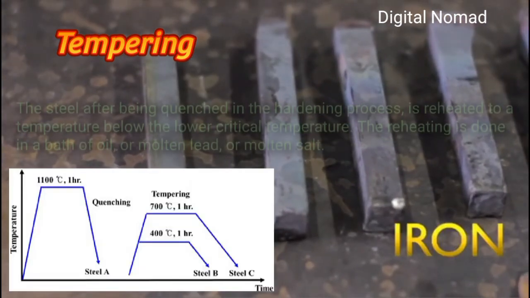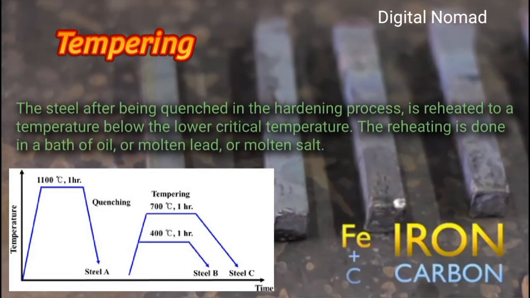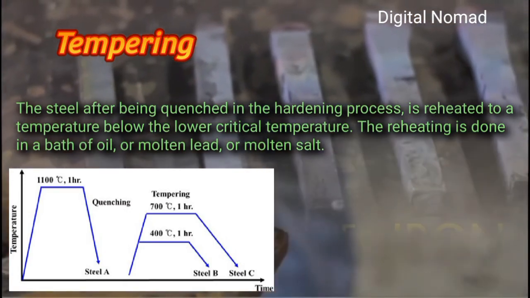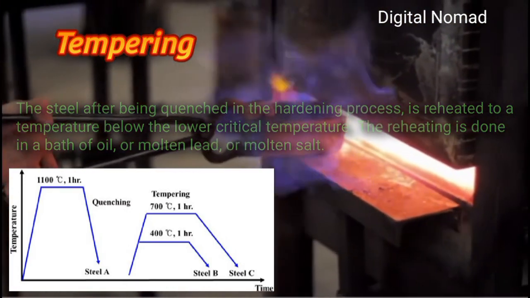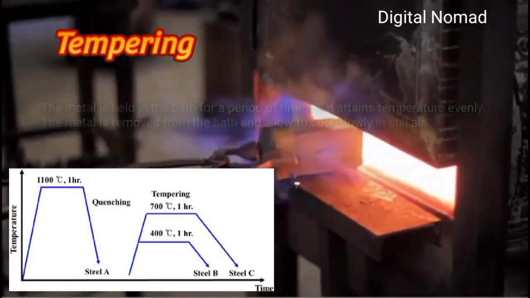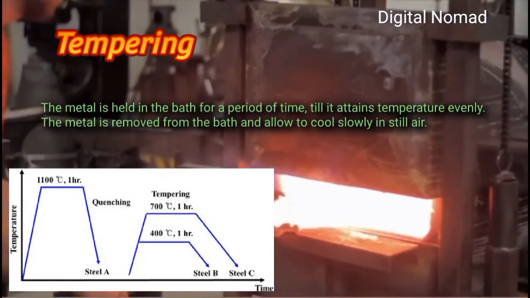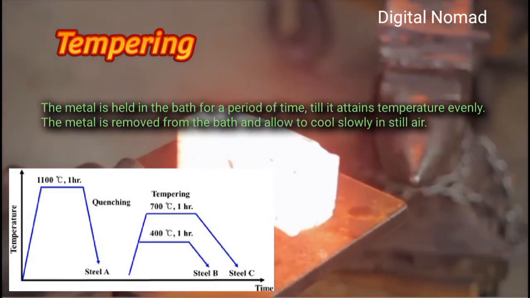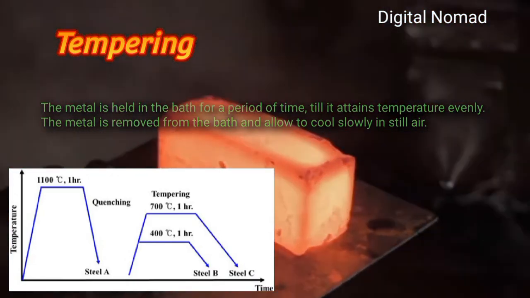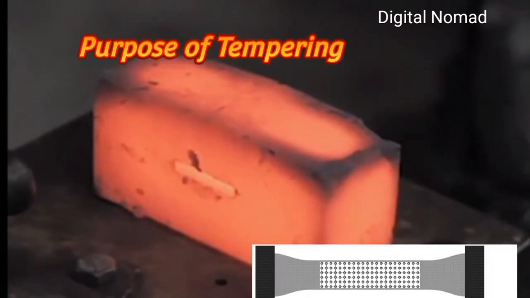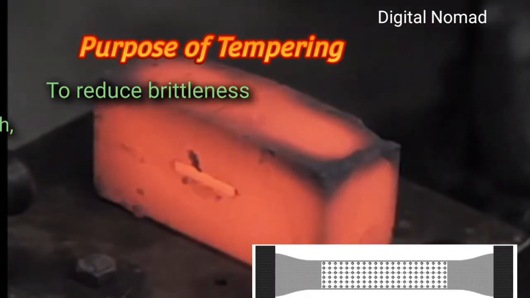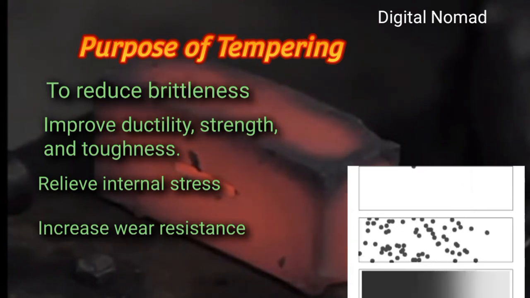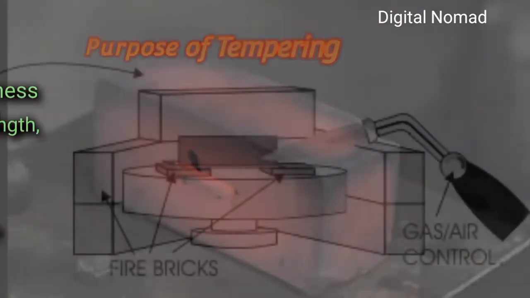The steel, after being quenched in the hardening process, is reheated to a temperature below the lower critical temperature. The reheating is done in a bath of oil or molten lead or molten salt. The metal is held in the bath for a period of time till it attains temperature evenly. The metal is removed from the bath and allowed to cool slowly in still air. Purpose of tempering: to reduce brittleness, improve ductility, strengthen toughness, relieve internal stress, increase wear resistance.